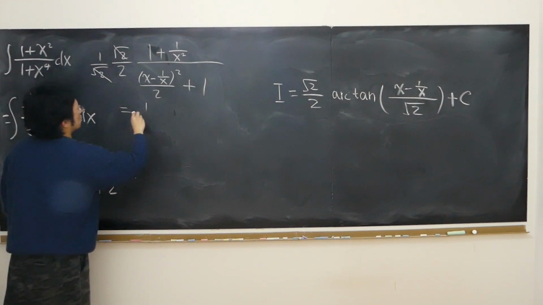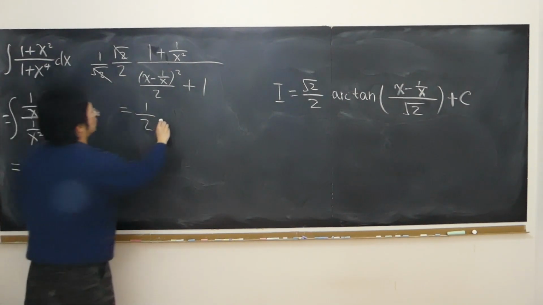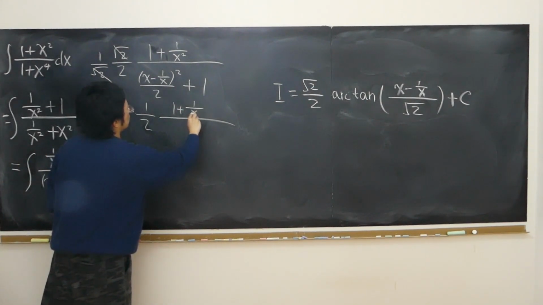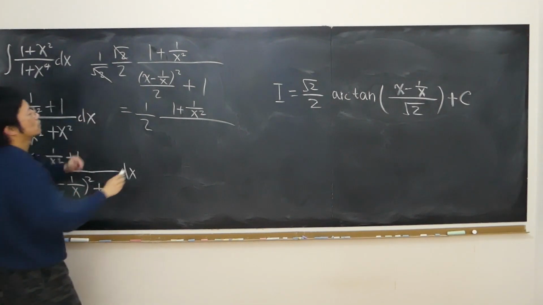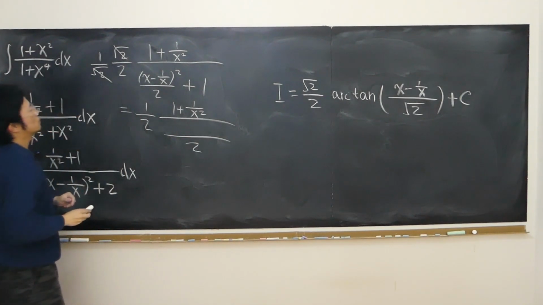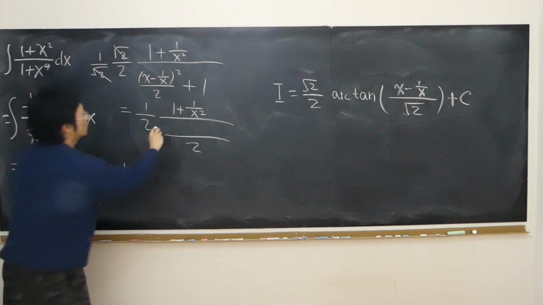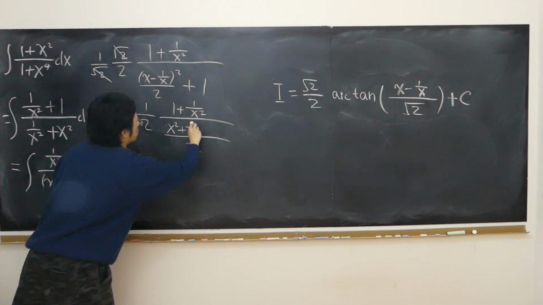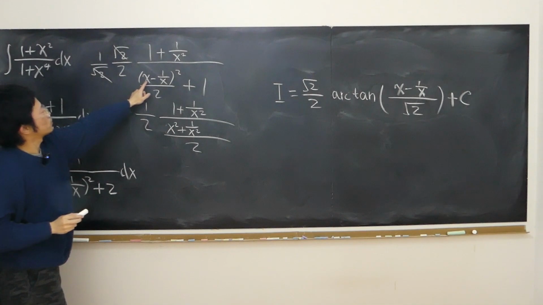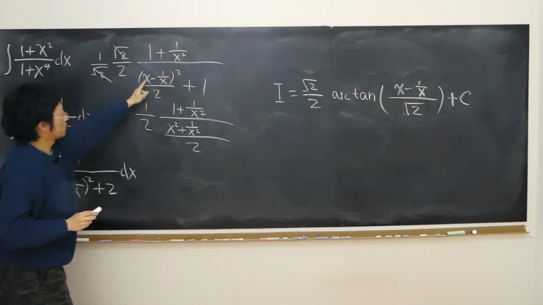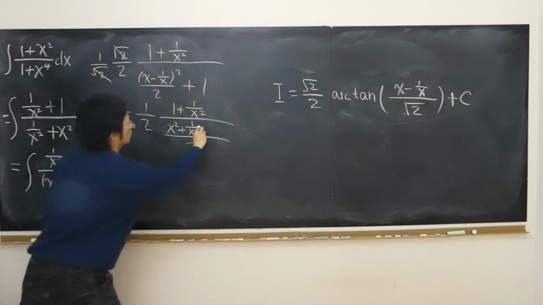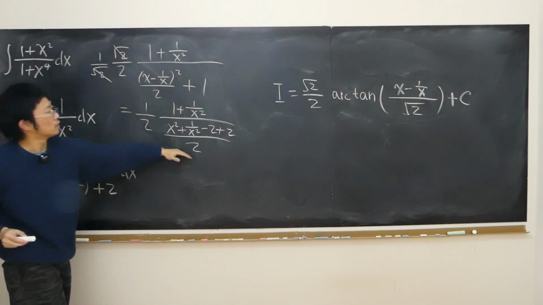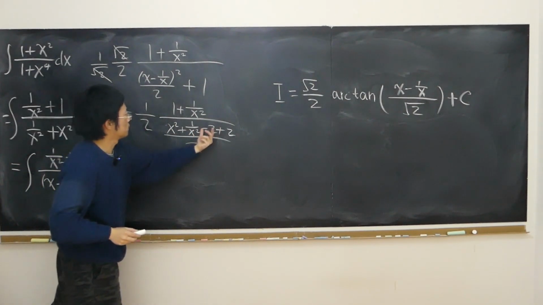So 1 over 2 multiplied by, copy down the top, 1 plus 1 over x squared, over 2 at the bottom. Expand the bracket: x squared plus 1 over x squared, and then we have minus 2, from multiplying this and that by minus 2. Minus 2 plus 1 becomes plus 2, wait, minus 2 plus 2 is zero. So we have a common denominator of 2, and this will simplify down, this is gone.